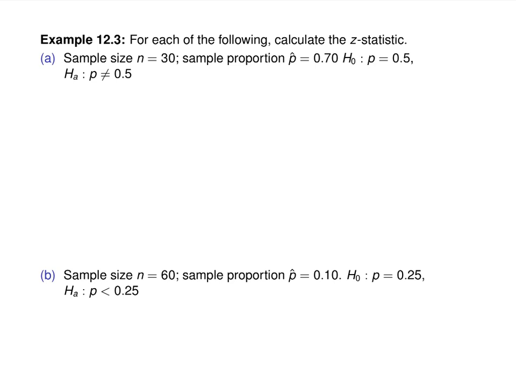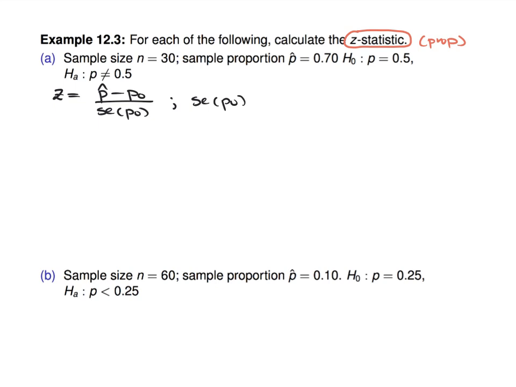For each of the following, calculate the z statistic. Also, this won't be given to you on your test, but these are z statistics because we're talking about proportions. Well, the z statistic in this case is p hat minus p naught over the standard error of p naught. And remember that the standard error of p naught is given by the square root of p naught times 1 minus p naught over n.